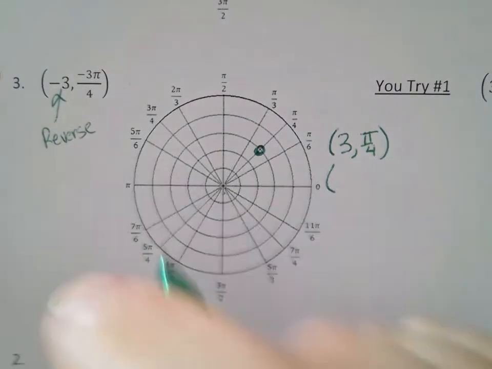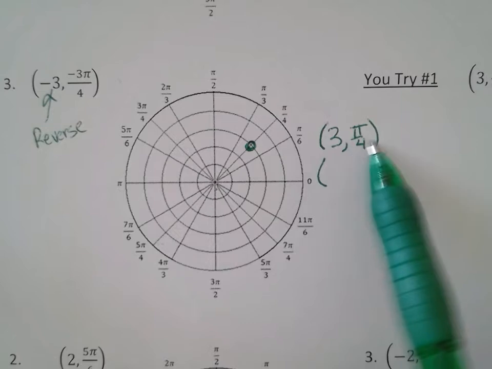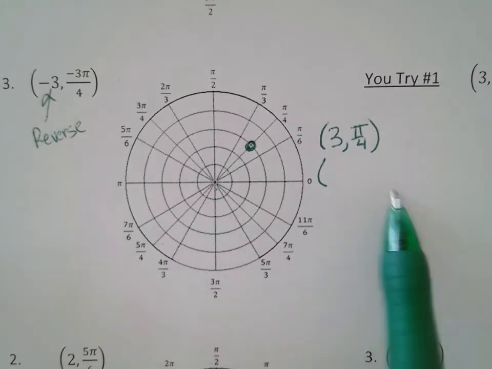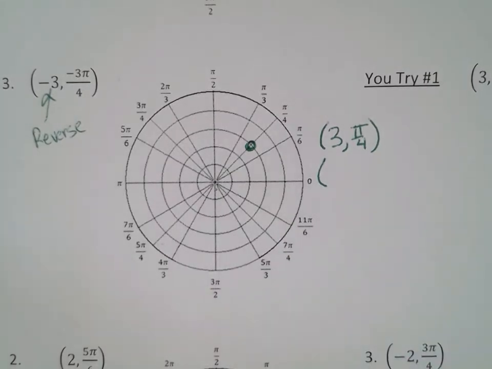Look, both of these were negative. Both of these were positive. So now we need a positive negative and a negative positive. This is going to be fun.